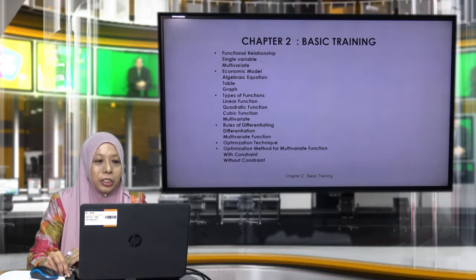We're going to move on to the second chapter of the course. This is where you are going to be introduced to the basic training. In this chapter, I'm going to show you some basic mathematical concepts necessary for the course. We're going to start off by looking at functional relationships, and then proceed with economic models, how economic models are represented. Moving on to types of functions, rules of differentiation, and the last one would be optimization techniques.